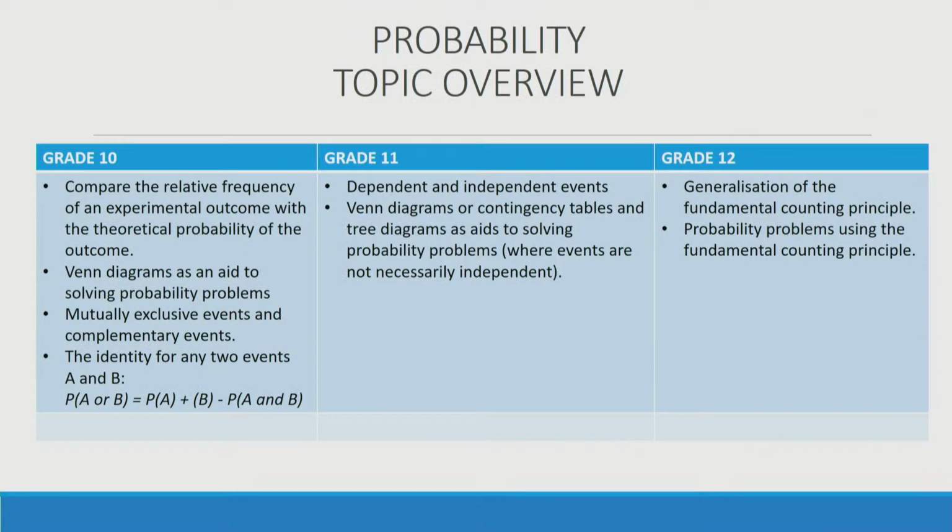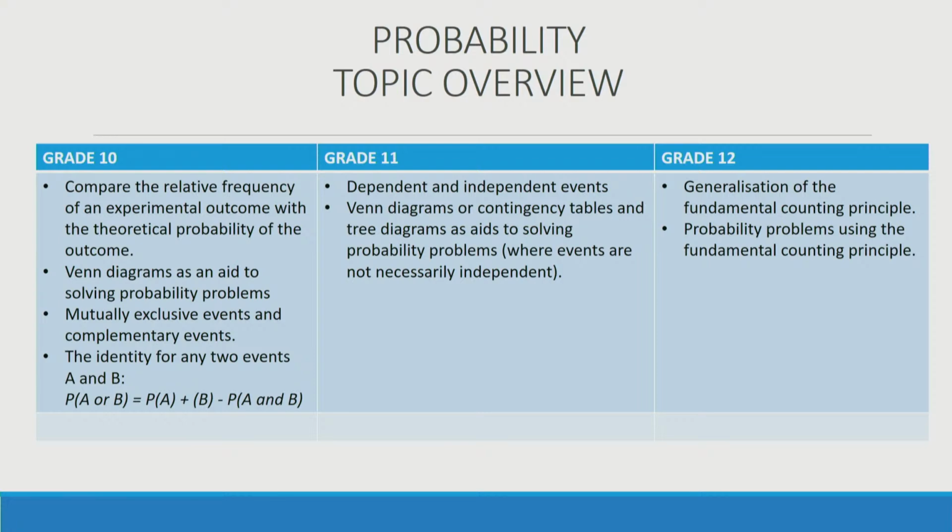Now, the topic overview for probability, grade 12s, starts from grade 10. In grade 10, under probability, we compare the relative frequency of an experimental outcome with the theoretical probability of the outcome. What also was being done in grade 10 is Venn diagrams as an aid to solving problems related to probability. We also dealt with mutually exclusive events and complementary events, and we also used the probability identity to help us solve problems that are related to probability.